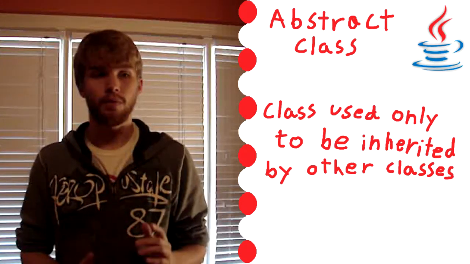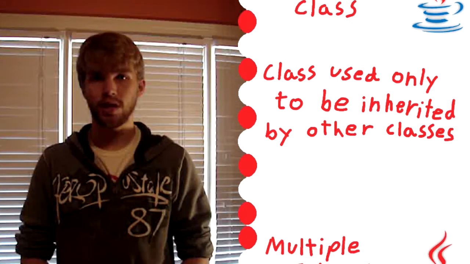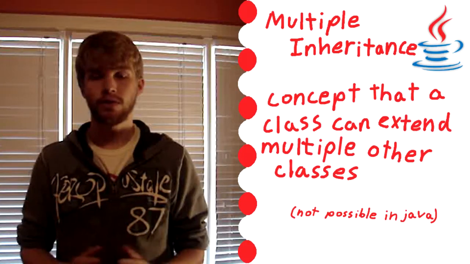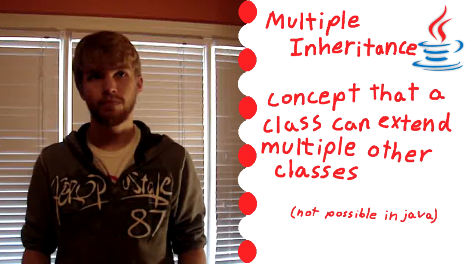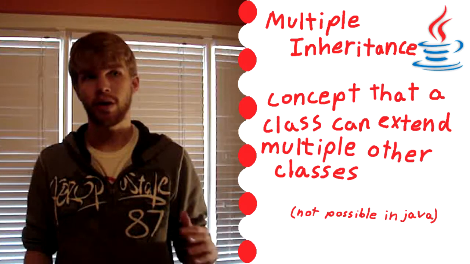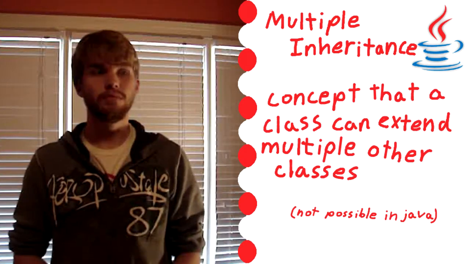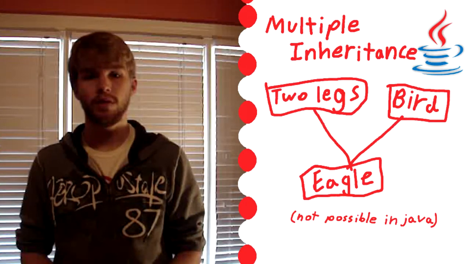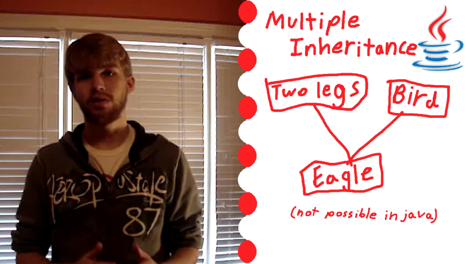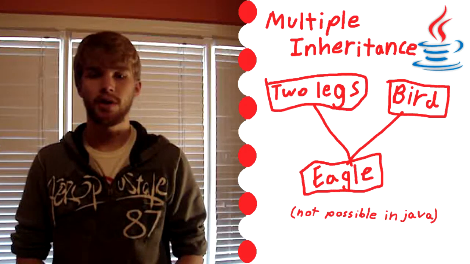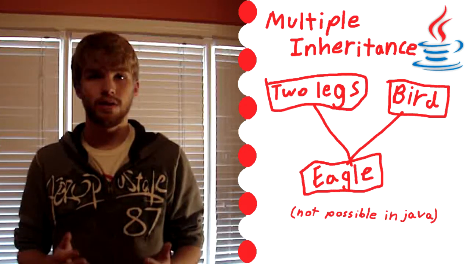Alright? And one of the things that a lot of people think is a weakness of Java is that it does not support multiple inheritance. So for instance, if you have an eagle, you can make it extend the bird class, which makes sense as part of the bird kingdom. But let's say you also wanted to extend the two-legged animal class. That you can't do in Java. That would be multiple inheritance, and you can't do multiple inheritance in Java.